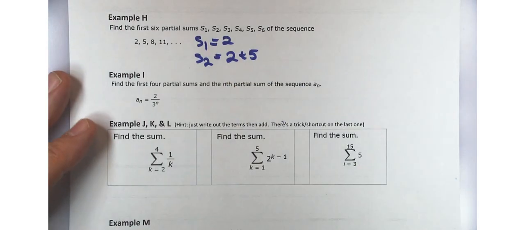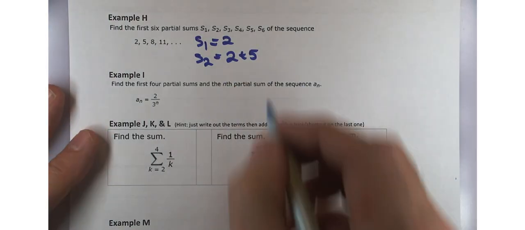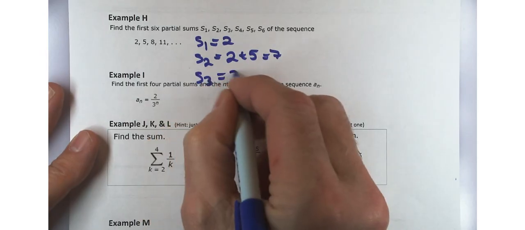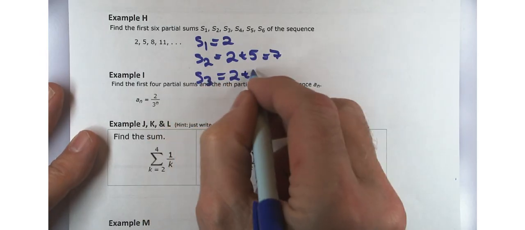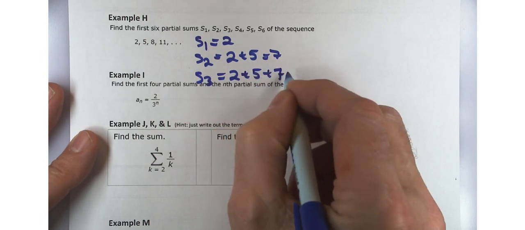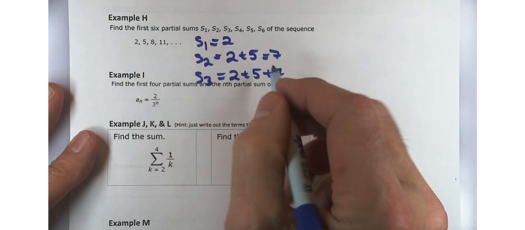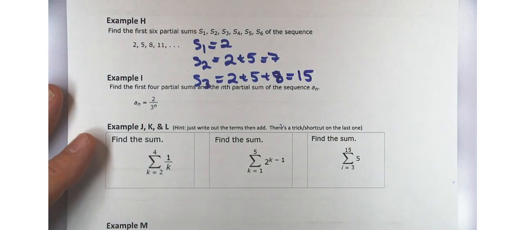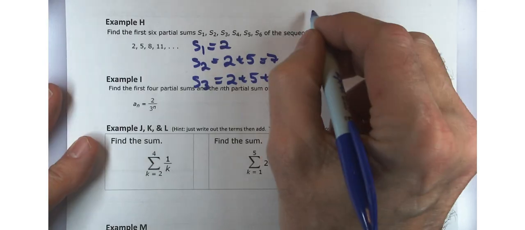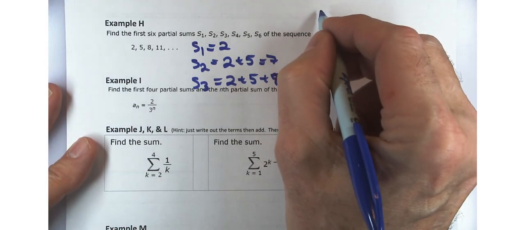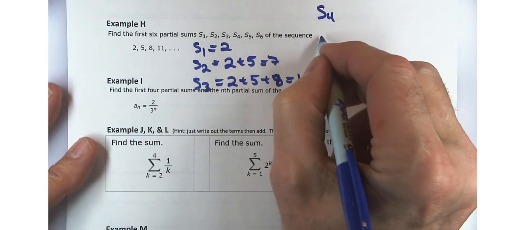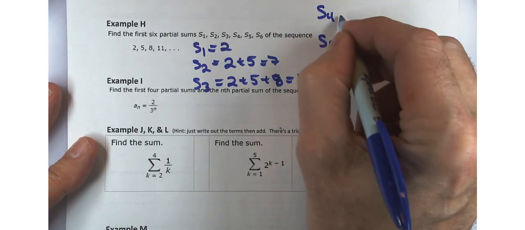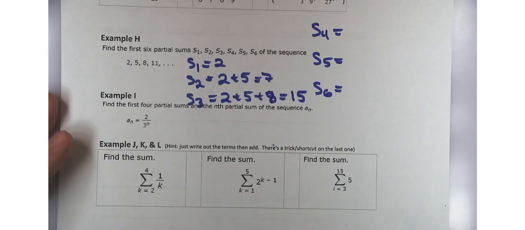So 2 plus 5 gives me 7. S3 is going to be the sum of the first three terms. So 2 plus 5 plus 8. That's going to equal 15, and so on. So you've got a couple more here to find. So if you would be so kind to find S4, S5, and S6, that'd be wonderful. And it's up to you what you want to do to find those.